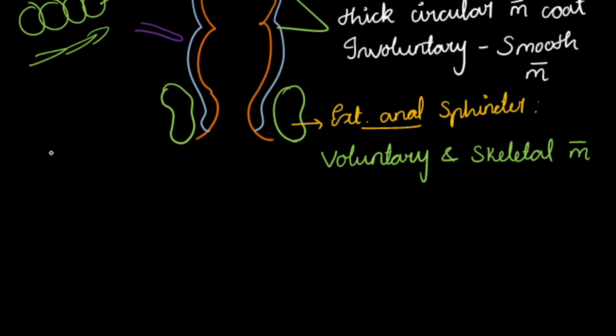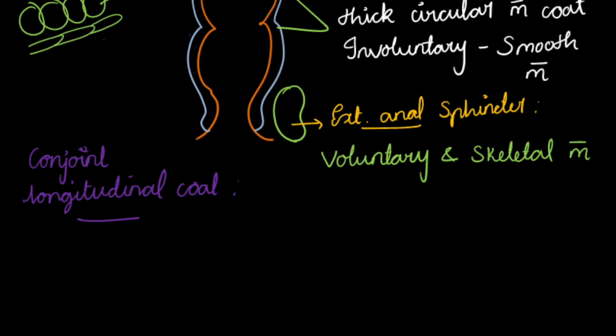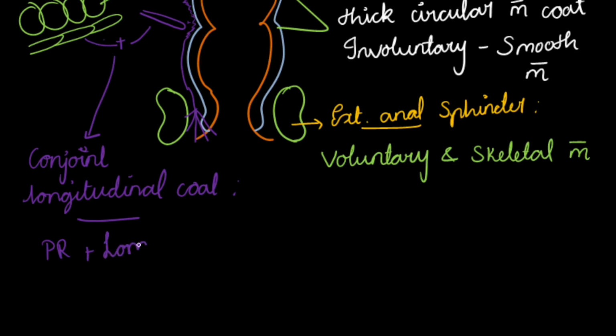Now let's see the conjoint longitudinal coat. Already we had seen that from the circular muscular coat our internal anal sphincter is formed, and now here there will be the puborectalis muscle present over here, which combines with the longitudinal muscle coat of the large intestine and forms the conjoint longitudinal coat. So it extends like this: here there will be the longitudinal coat and it combines with the puborectalis muscle and extends down like this. And here there will be the external anal sphincter, and this coat extends between both the anal sphincters, and finally it divides into fan-shaped fibroelastic septa, and later it pierces the subcutaneous part of the external anal sphincter. So that is the puborectalis and longitudinal muscular layer of the anal canal.